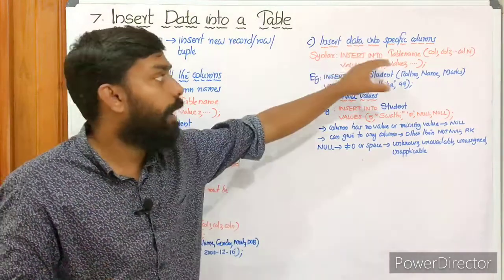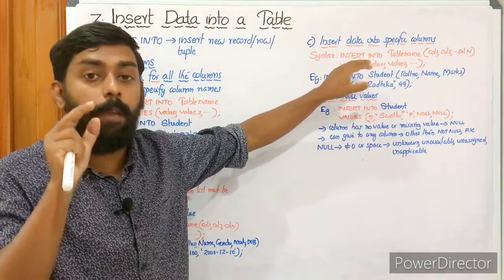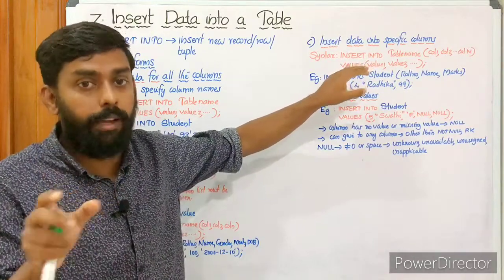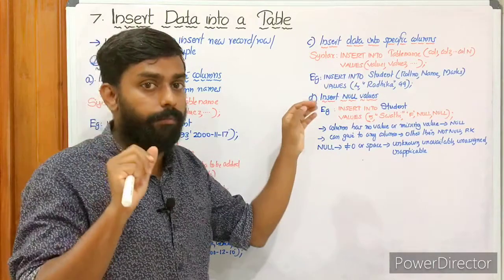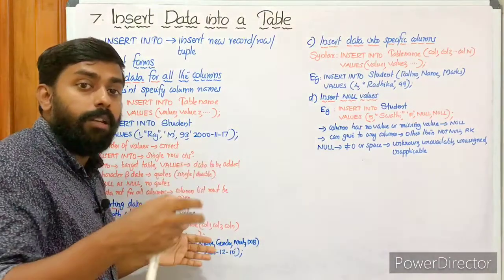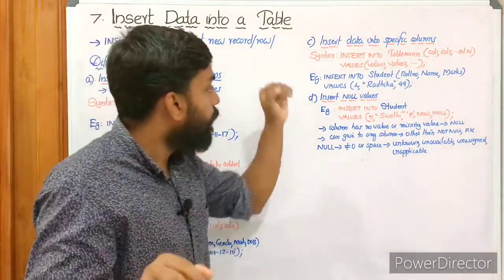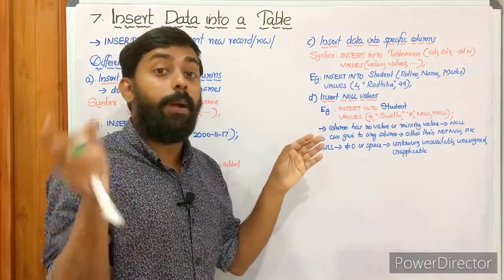So this time it is mandatory to have the list of columns. It is compulsory, otherwise it shows error. But when we insert values to all the columns, even if we don't specify the column list, it's not mandatory, it will not show error. So this is how we can insert data values to some of the columns.